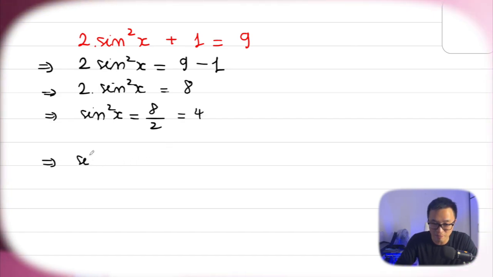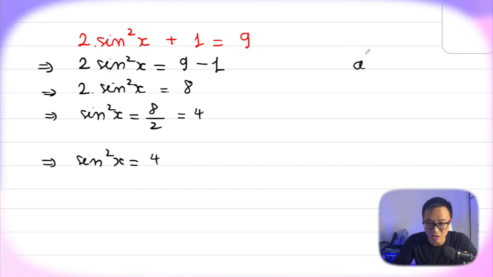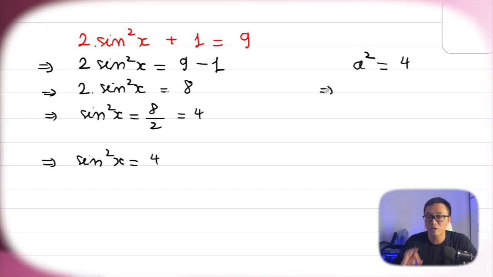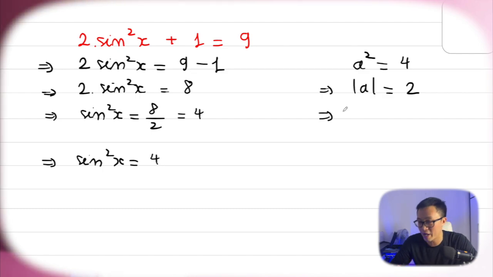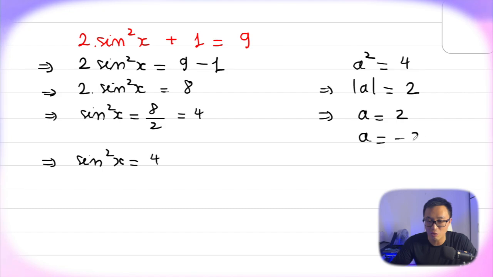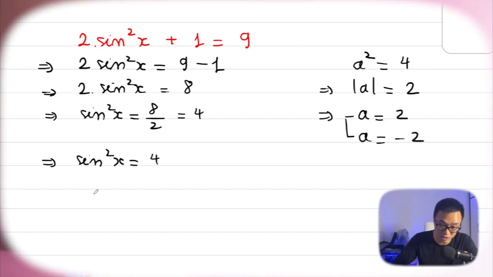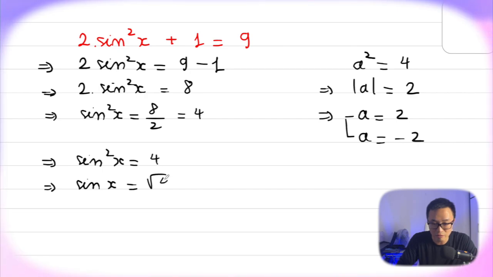So what does that mean? When you have a square equal to 4, you will get two solutions. The first solution is presented by the absolute value of a equal to 2, and this can be divided into two cases. The first case is a equal to 2, and the second one is a equal to minus 2. The same idea applies here: sine h becomes the square root of 4, which means 2, or sine h becomes negative square root of 4, which means negative 2.